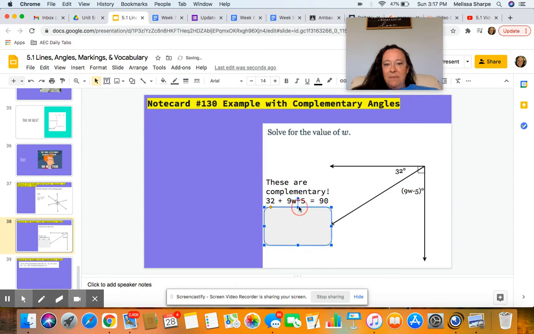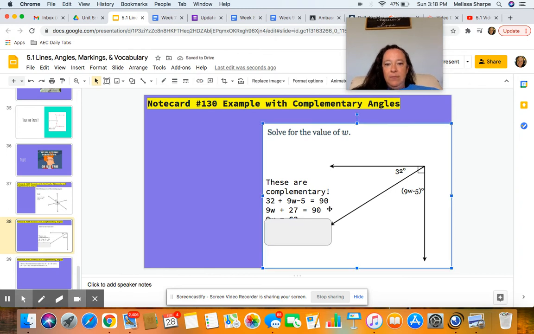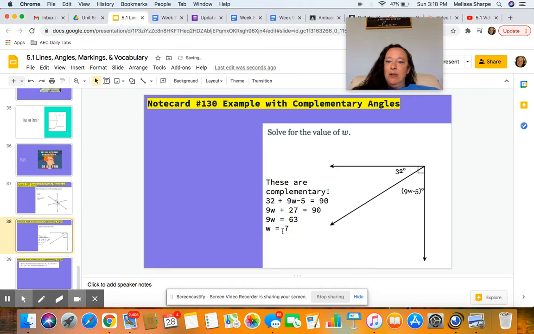So I set it up like that. All right, so we have 32 plus 9W minus 5 equals 90 degrees. I did 32 minus 5, got 9W plus 27 equals 90. Subtract 27 from both sides, so you get 9W equals 63. You divide both sides by 9, and you get W equals 7.